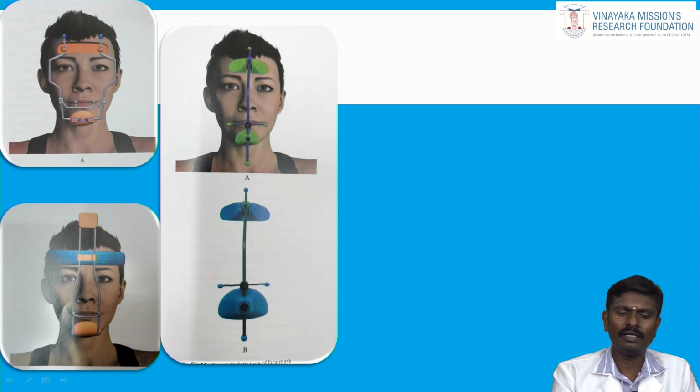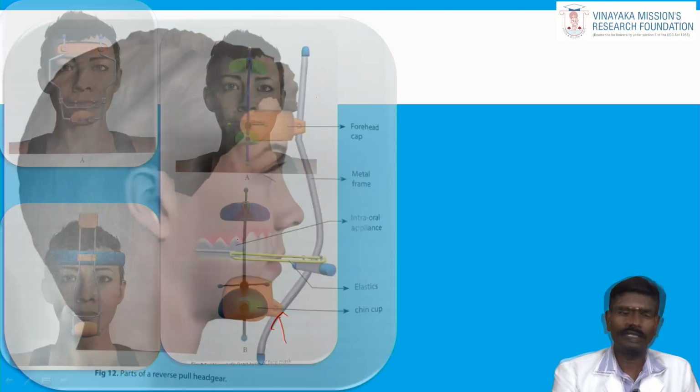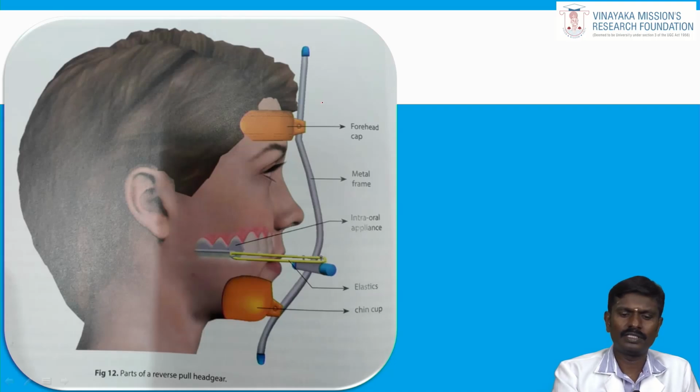This is the reversible headgear. A lot of types are there, so the most commonly used nowadays is the petite type, this one. This is the framework. This is the frame, and this is the forehead cap, and this is the chin cap. This is the extraoral elastics holding point. This is the metal frame which connects these devices.